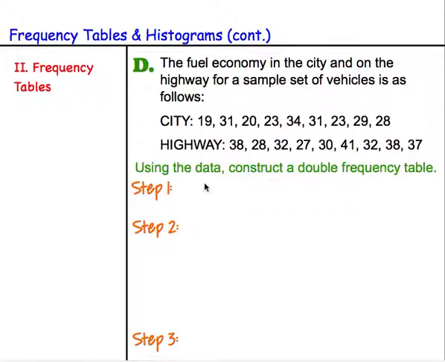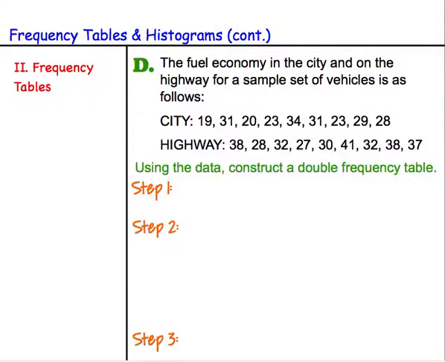We're going to take data and actually create these frequency tables and create these histograms. So we have here the data, which you've seen before. It was on your POD the other day. Fuel economy in the city and on the highway for a sample set of vehicles is as follows. We're going to use the data to construct a double frequency table.